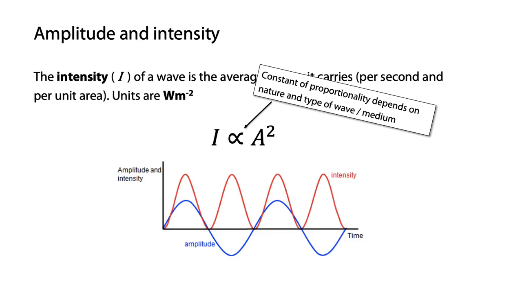Instead, you just need to know that the intensity is proportional to the amplitude squared. And if everything else is the same, so for example, if you're talking about a water wave and you're not changing the density of the water, you're not changing the velocity of the wave, then you're just changing the amplitude, then you will have the relationship I is proportional to A squared.